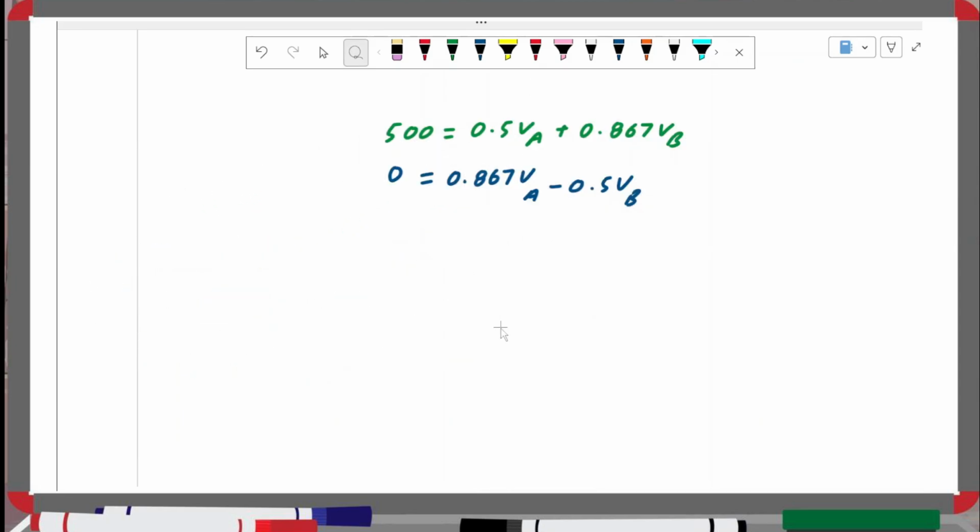Now it's purely a question of maths. You can think of it this way: 0.5 x here plus 0.867 y. These are simultaneous equations. How do we solve this one? Which method do you find easiest?